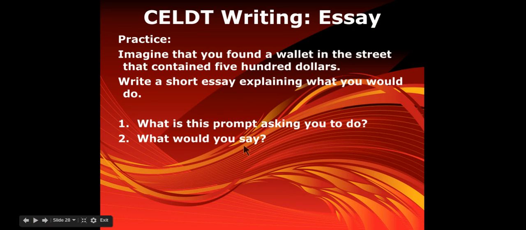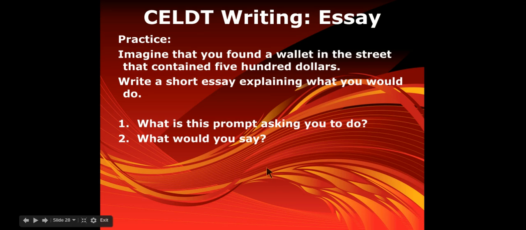Here's an example of one you might get. Imagine that you found a wallet on, see, I even make typos, on the street that contained $500. Write a short essay explaining what you would do. Okay, so remember, what is the prompt asking you to do? It's asking me to write a short essay. It's asking me to explain what I would do if I found this wallet on the street.